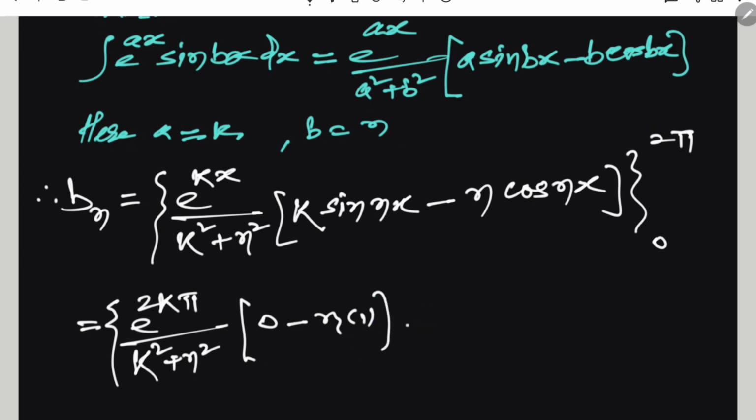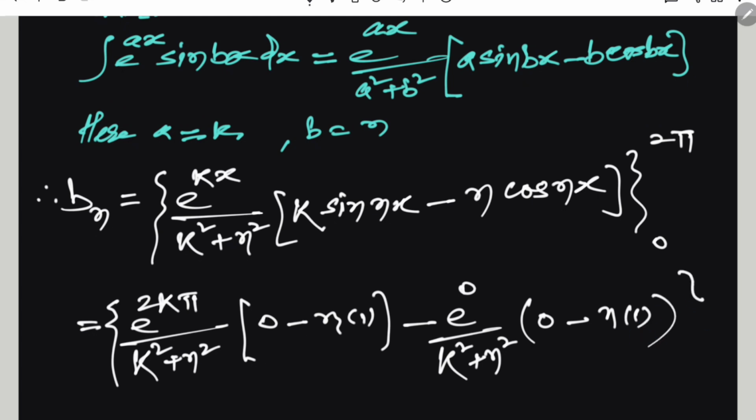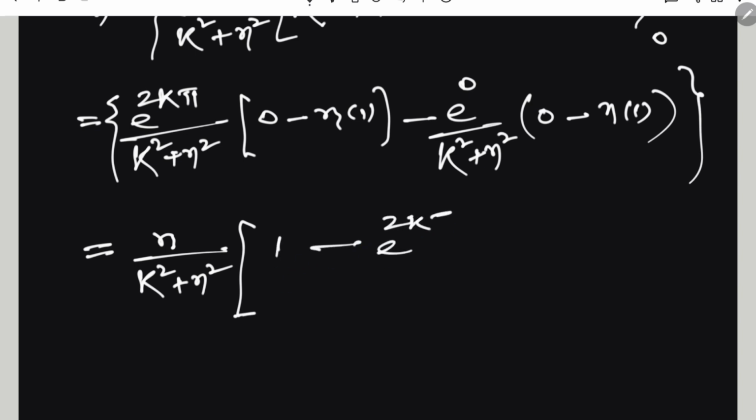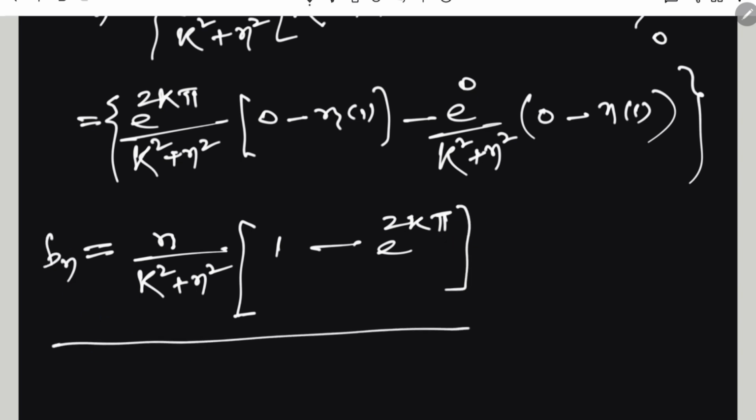Cos 2n pi is 1, therefore minus n into 1, minus, for the lower limit it becomes e raised to 0 upon k square plus n square multiplied by sin 0 is 0, cos 0 is 1, therefore minus n into 1. From these two terms I can take 1 upon k square plus n square into n common. Remaining terms are 1 minus e raised to 2k pi, the value of bn, equation number 4.